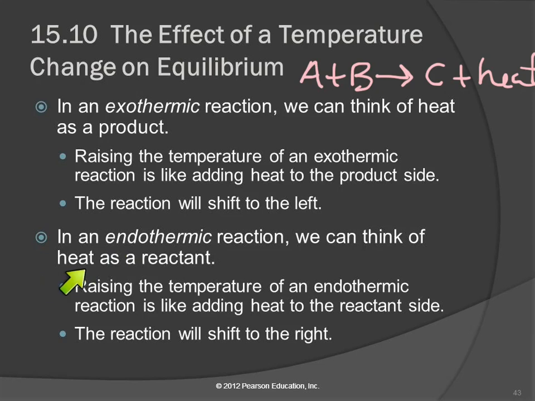In an endothermic reaction, we have to put energy in. Heat is a reactant. So there we might have A plus B plus heat goes to C. So here, if we increase the temperature, if we add heat, adding something to the left makes it shift to the right. So we have the opposite effect of increasing the temperature on an exothermic and an endothermic reaction.